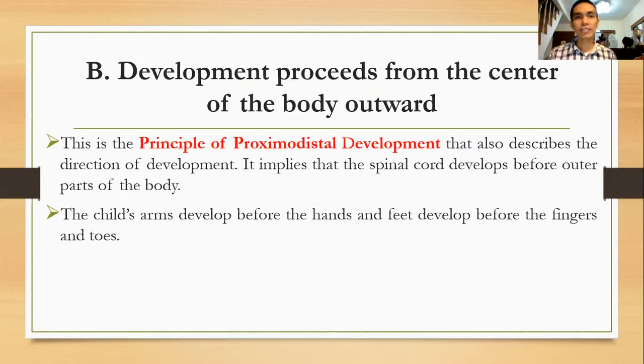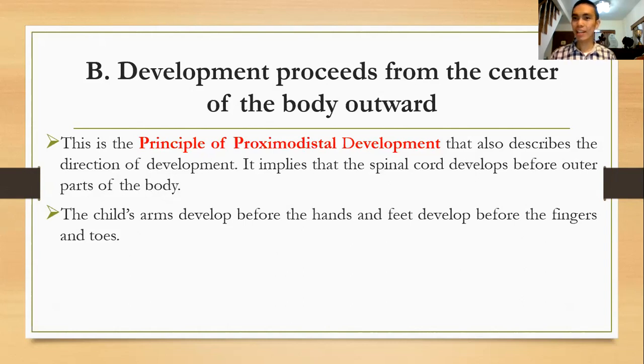All right. So next is development proceeds from the center of the body outward. This is the principle of proximodistal development that also describes the direction of development. It implies that the spinal cord develops before outer parts of the body. The child's arms develop before the hands, and the feet develop before the fingers and toes.